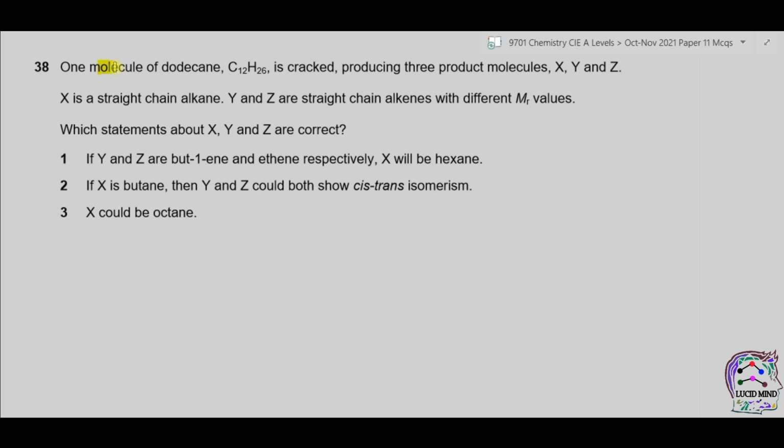Question 38. One molecule of dodecane, C12H26, is cracked, producing three product molecules X, Y, and Z. X is a straight chain alkane, Y and Z are straight chain alkenes with different molecular mass values. Which statements about X, Y, and Z are correct? We have dodecane C12H26. It is cracked to form X, Y, and Z.